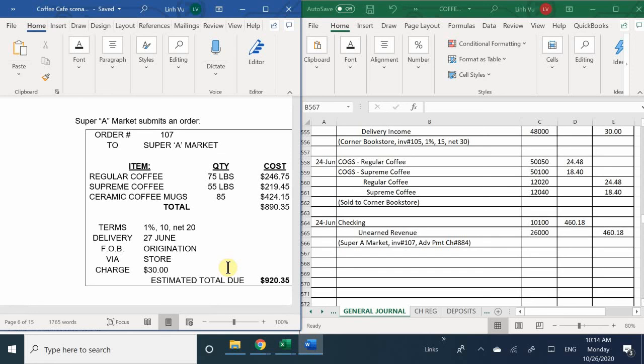Okay, thanks. But yes, the terms are net 20, not 30. All right, so I'll go ahead and fix that real quick. But other than that, we'll take a break and I shall see you in a bit.